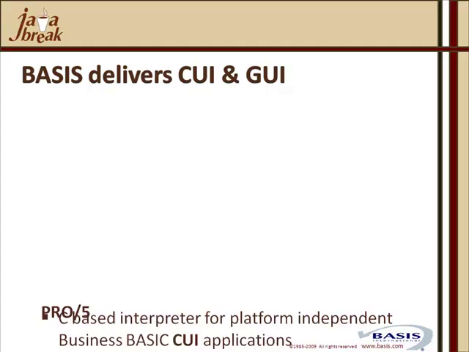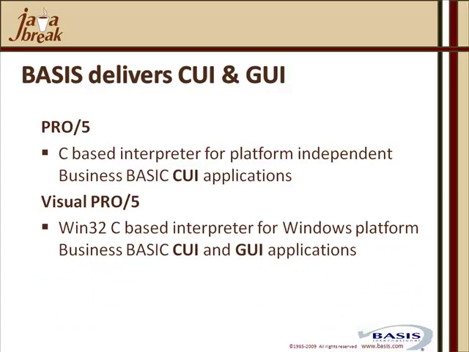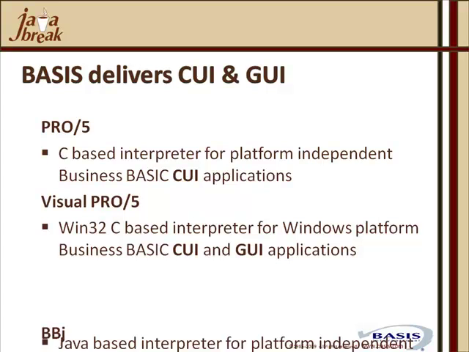Basis delivers CUI and GUI via our product set. The Pro 5 product set is a C-based interpreter for platform-independent, business-basic, character user interface applications. Visual Pro 5 is our Win32, our only platform-dependent product. It's a C-based interpreter for Windows platform. It's a business-basic character user interface and GUI user interface for applications.